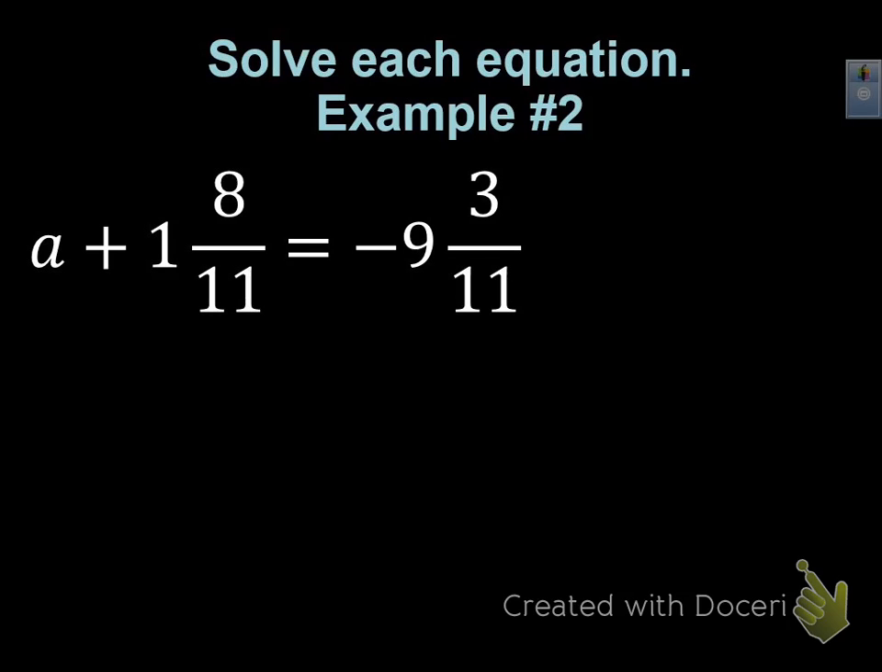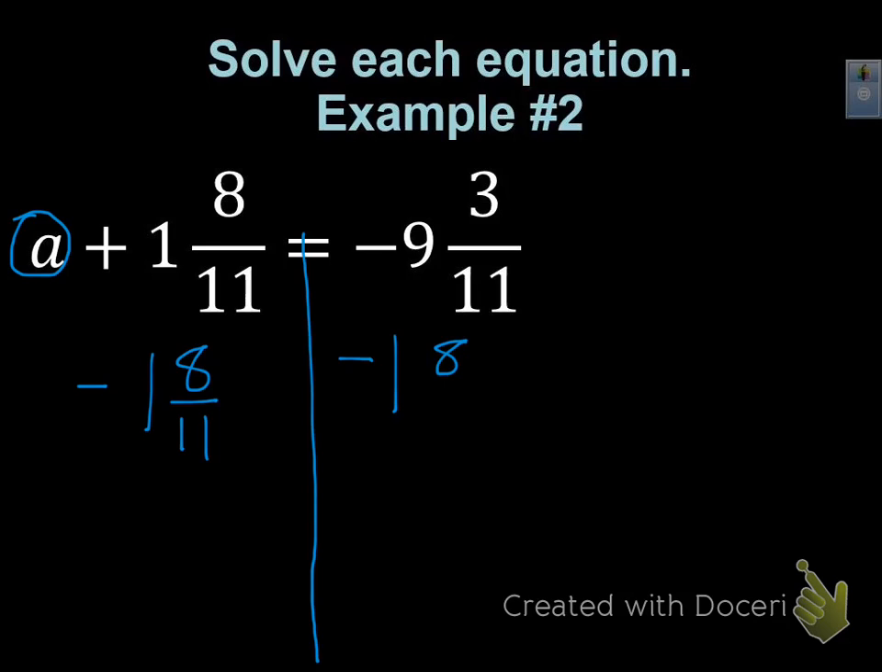Example number 2. Again, this should go in box number 2 on your graphic organizer. In this problem, I see a plus 1 and 8/11 equals negative 9 and 3/11. I'm first going to remember I need to isolate my variable and separate the two sides of my equation with a line. A plus 1 and 8/11. I see addition, so I need to remember the inverse is subtraction, so I will subtract that mixed number from both sides of my equation.